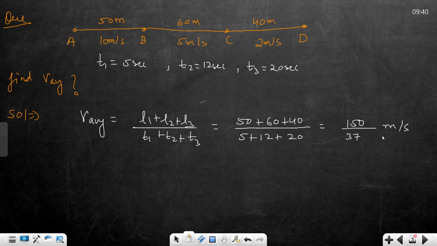This is your average velocity or speed. In this case, the velocity and speed will have the same magnitude because the direction is the same, so displacement and distance will be the same. So average velocity and average speed will be the same. Clear? समझ गए? Yes sir. So shall we move to the next question? Note हो गया है? Done?